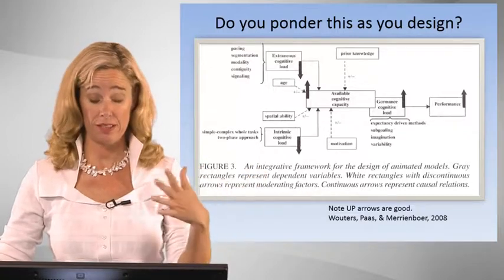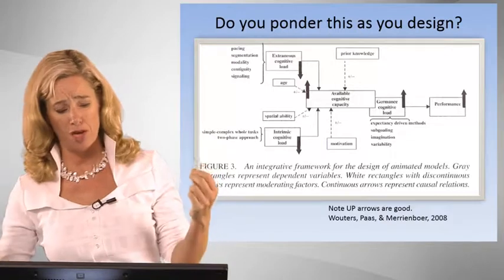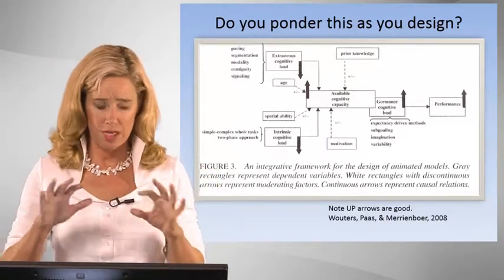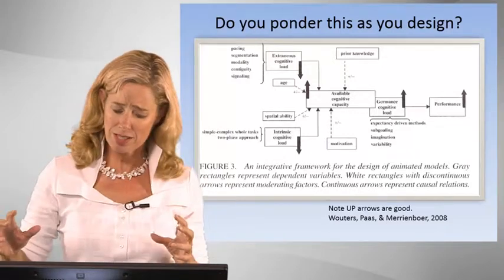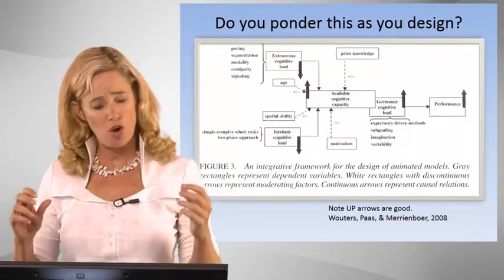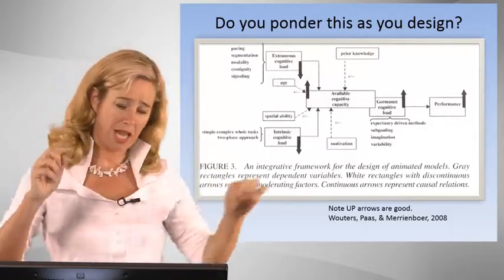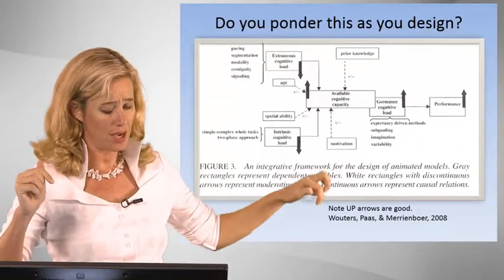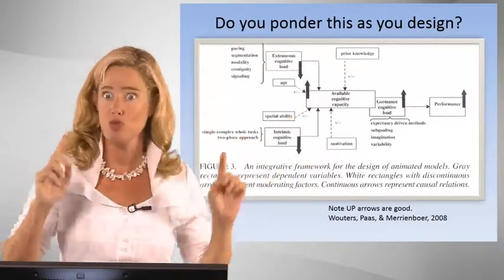This is a lovely way to think about an integrative framework for the design of animated models. The gray rectangles, which you can't really see very well here, represent dependent variables. The white rectangles with discontinuous arrows represent moderating factors. Continuous arrows represent causal relations, and the arrows that go up are good and the ones that go down are bad, such that the bad arrow on intrinsic cognitive load, you don't want that, but the up arrow on germane cognitive load, you do want that.